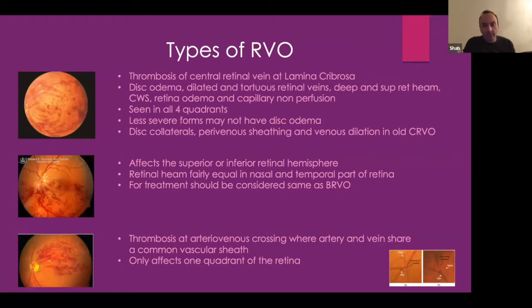In hemiretinal vein occlusion, it's either superior or inferior. You've got a nasal and the temporal part of that hemiretina which has been affected. And essentially, one will look at that same as a branch retinal vein occlusion, and I'll come explaining that to you in a minute. And finally, in branch retinal vein occlusion, you tend to get the hemorrhages in a quadrant, as one might expect. Now, I've got a couple of videos that will try and explain what is going on.